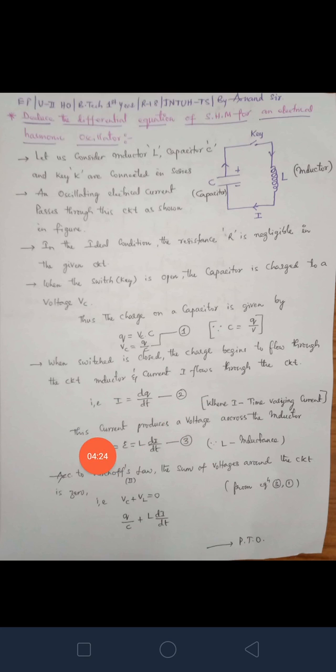This current produces a voltage across the inductor. Whatever current is passing through the inductor, that current produces a voltage across the inductor. So VL is nothing but the voltage across the inductor, and this is equal to the EMF. Voltage and EMF are the same. So the potential difference or voltage or EMF is equal to L into di by dt.